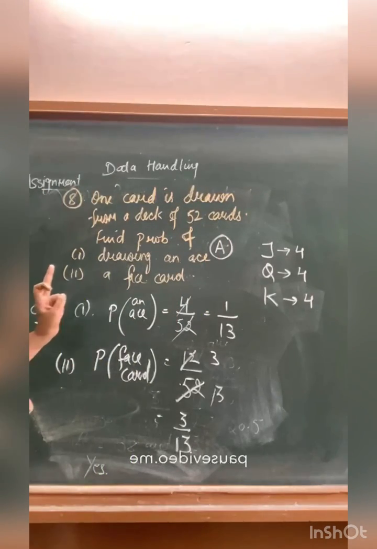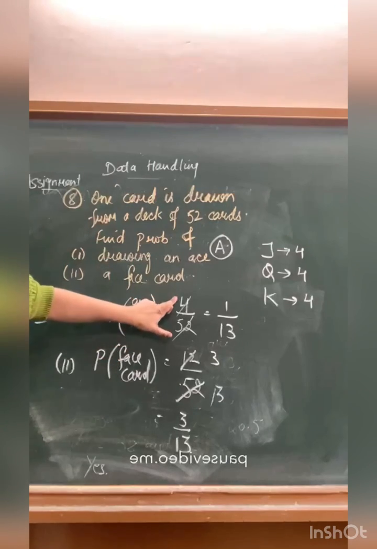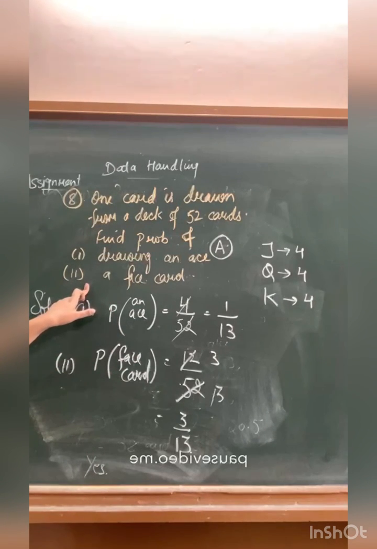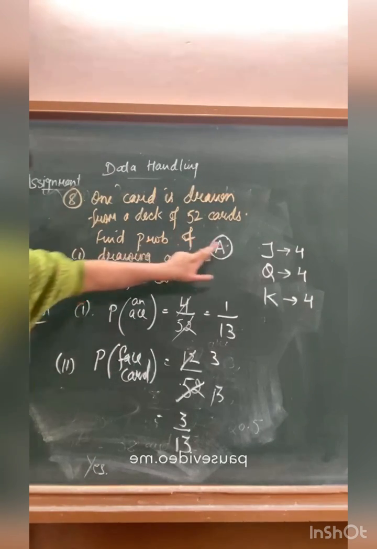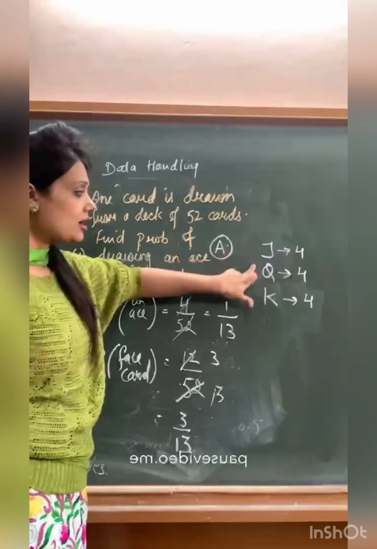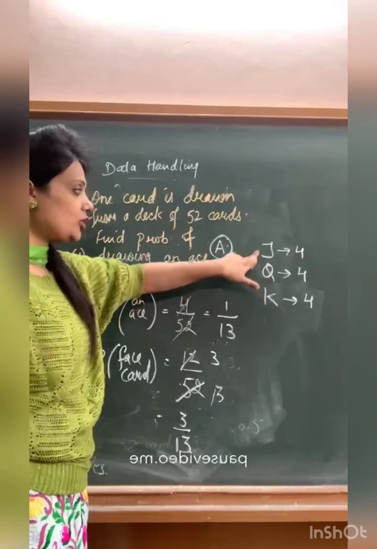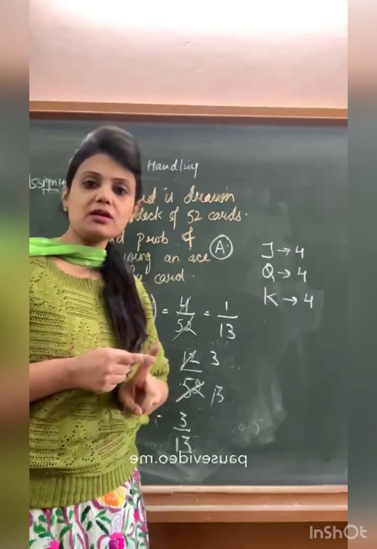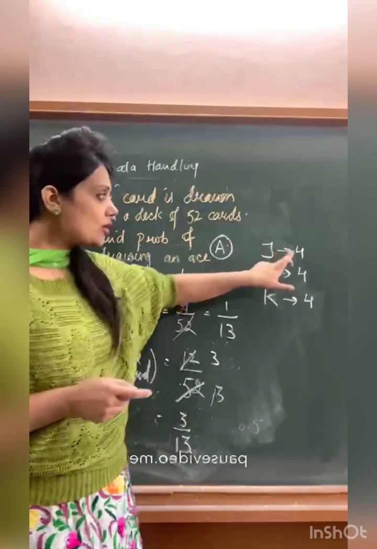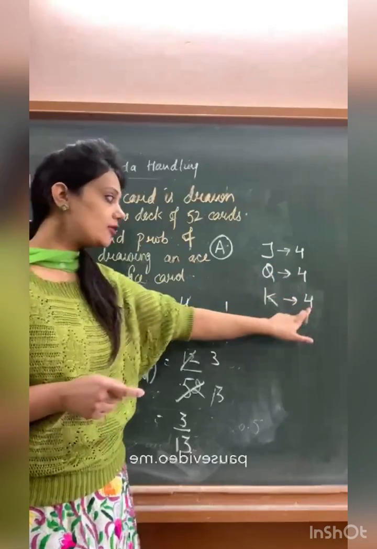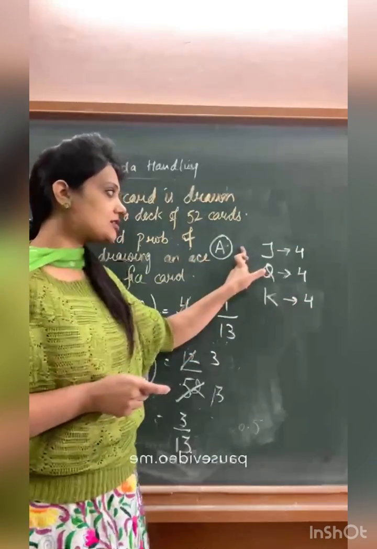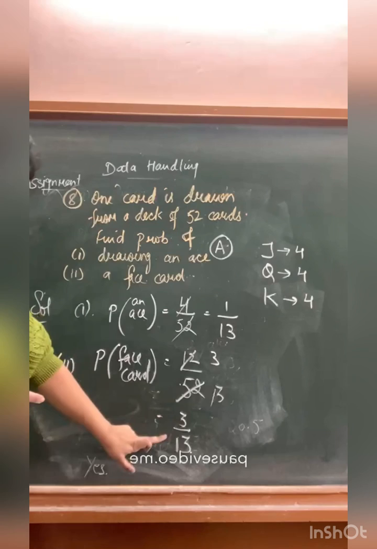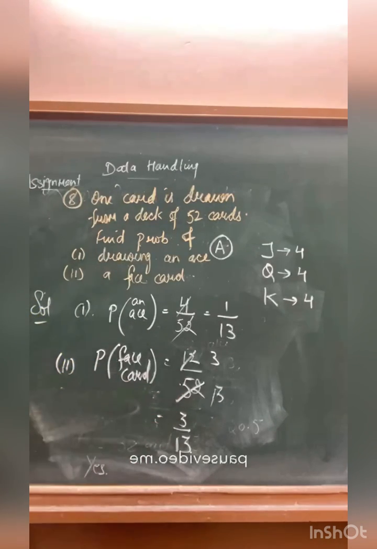So there are 4 A's in our cards. So the probability is 4 over 52. That is 1 by 13. And what is the probability of a face card? How many face cards are we having? We are having 4 J, 4 Q. Right? We know that there are 4 types of cards: heart, diamond, club and spade. So 4 jacks, 4 queens and 4 kings. They all are face cards. So total face cards are 12. So the probability of face card is 12 by 52, and after cancellation we get 3 by 13.